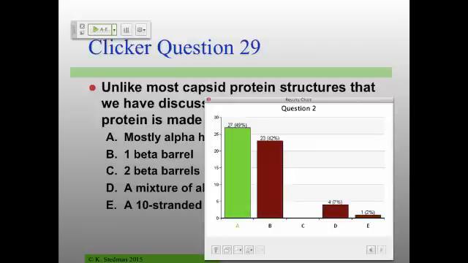Unlike most of the capsid protein structures that we've talked about so far, most of which are beta barrels. In terms of most of the RNA viruses we've talked about so far, what are most of them? Single beta barrel. If you think about the poliovirus capsid, it's mostly this single beta barrel. And a 10-stranded beta tunnel. What the heck was that about? That was like the injector.